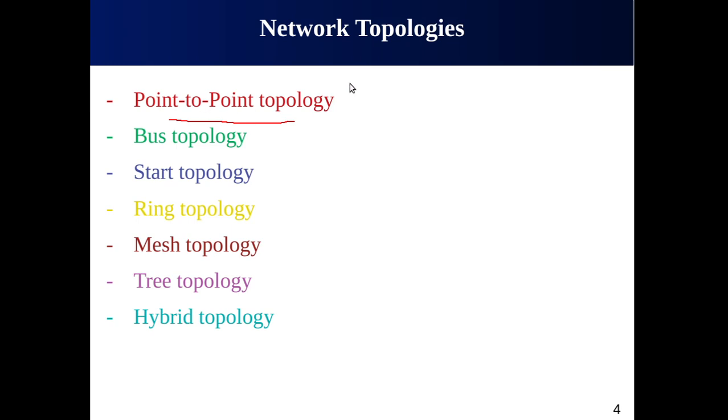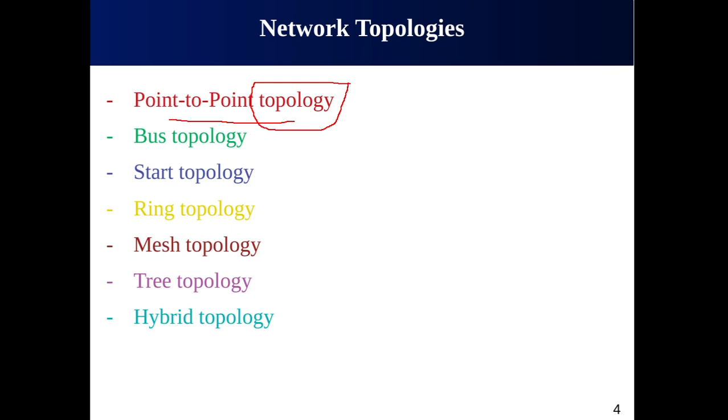But before going into the details of a point-to-point topology, let me tell you what actually topology means. The term topology actually refers to the way in which a network is laid out physically. To put it in simple words, a topology is the arrangement with which computer systems and other network devices are connected to one another.